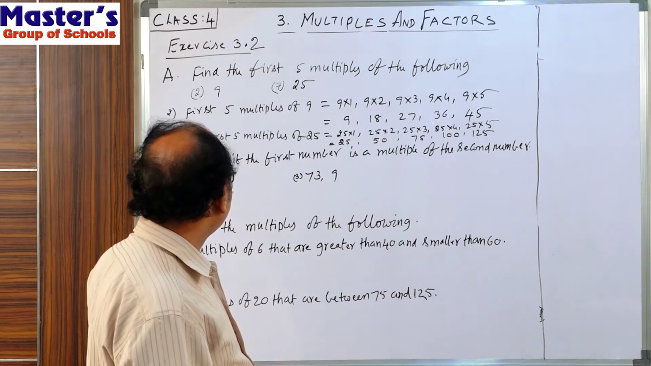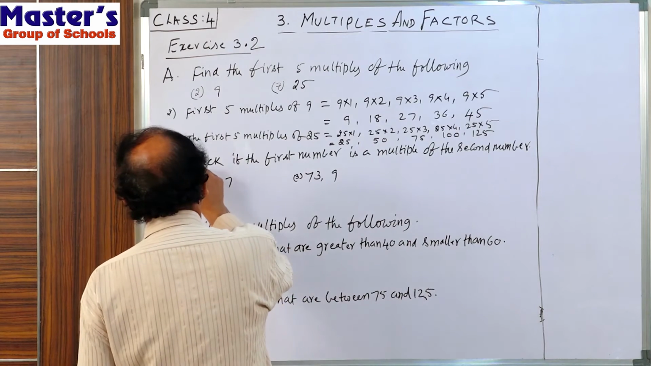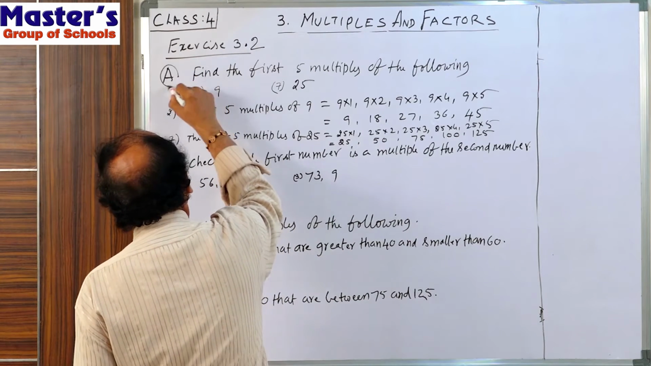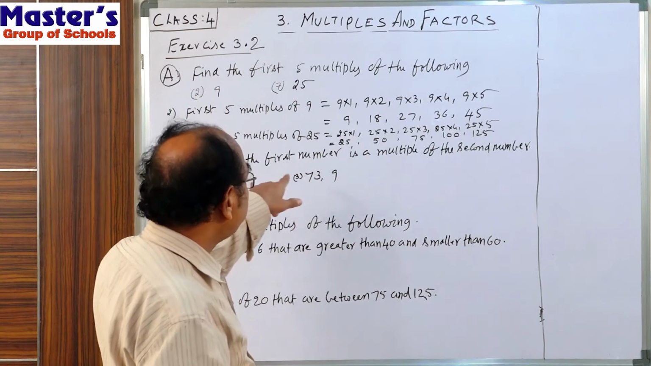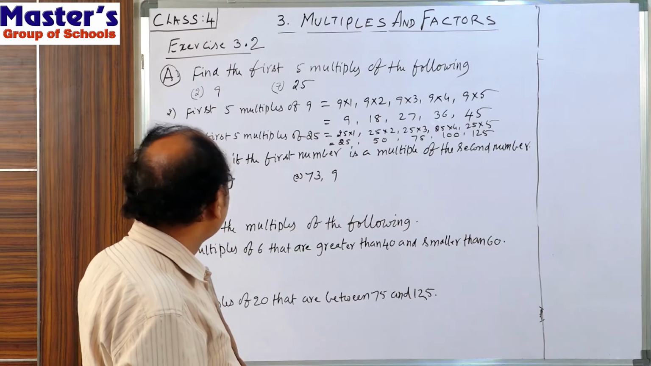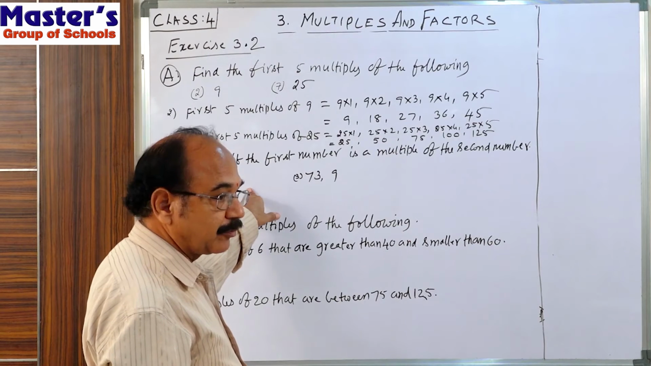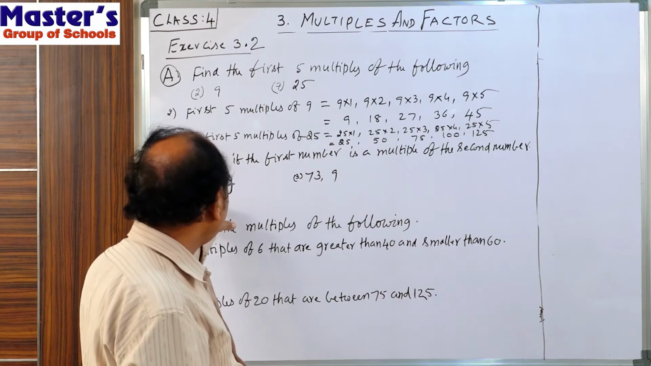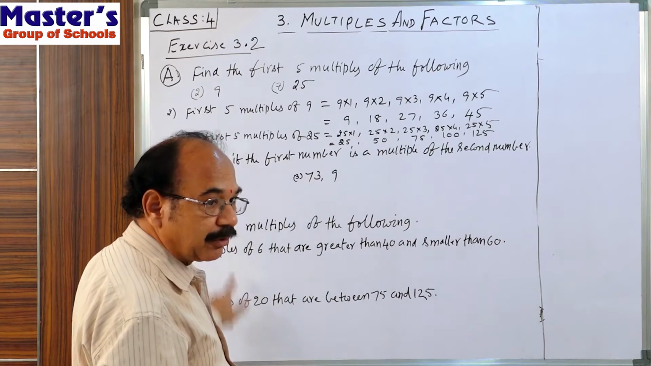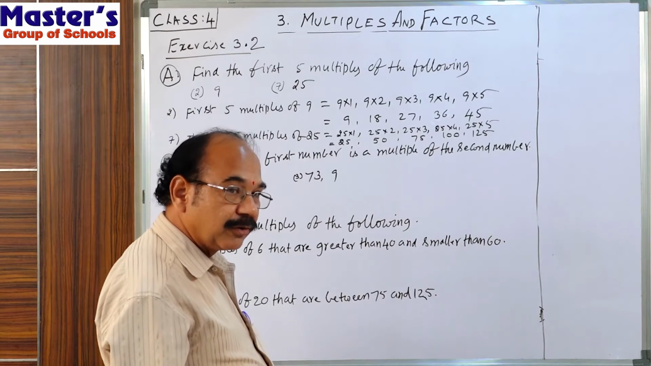Okay, students, now B under this. Now come to section B. Check if the first number is a multiple of the second number or not. First number 56, second number 7. Is the first number a multiple of the second number? Is 56 a multiple of 7?